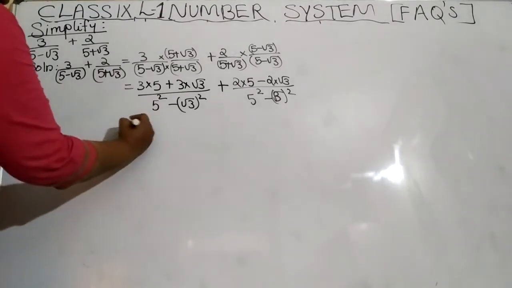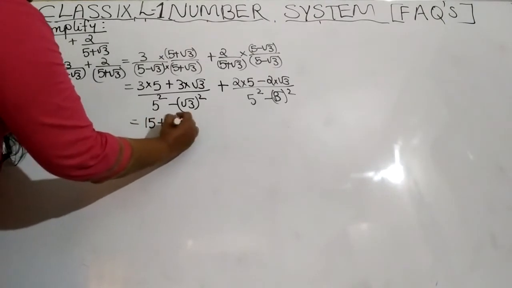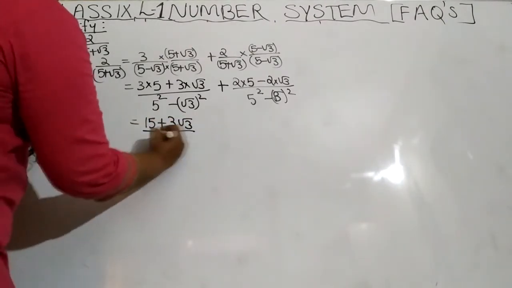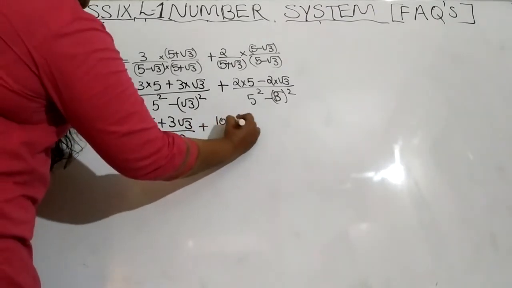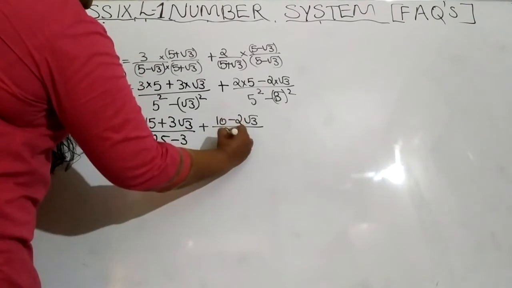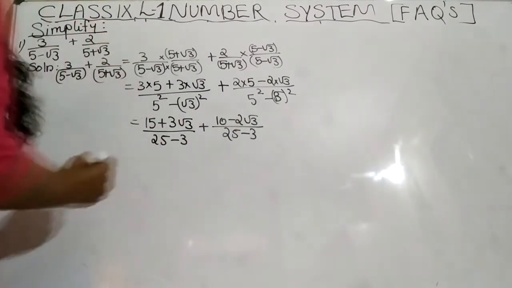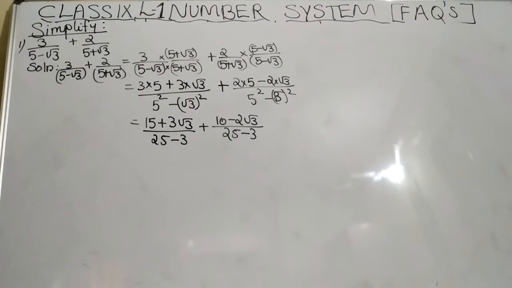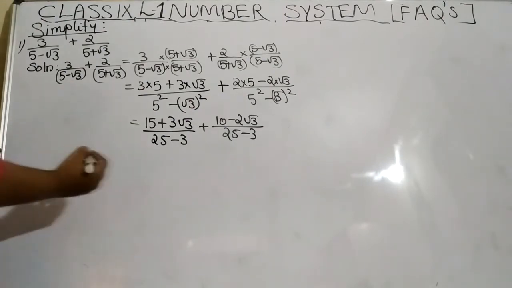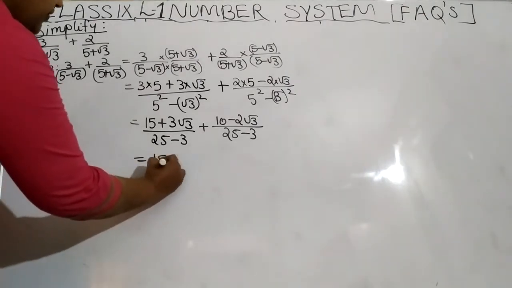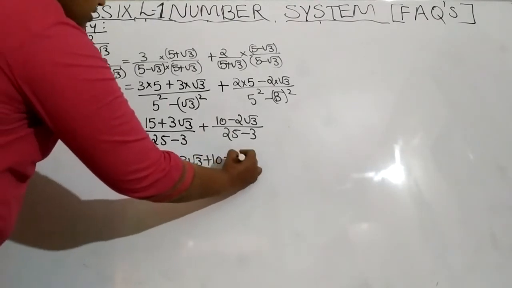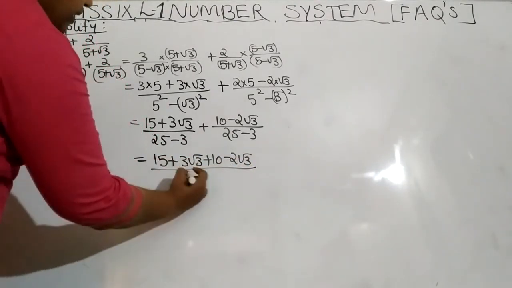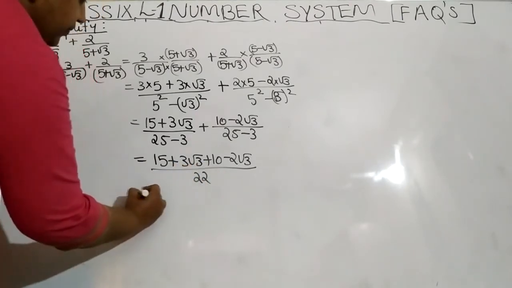Now we get 15 plus 3 root 3 upon 25 minus 3, plus 10 minus 2 root 3 upon 25 minus 3. Here the denominators are same, so we can add the numerators and keep the same denominator. That is 15 plus 3 root 3 plus 10 minus 2 root 3 divided by 25 minus 3, which is 22.